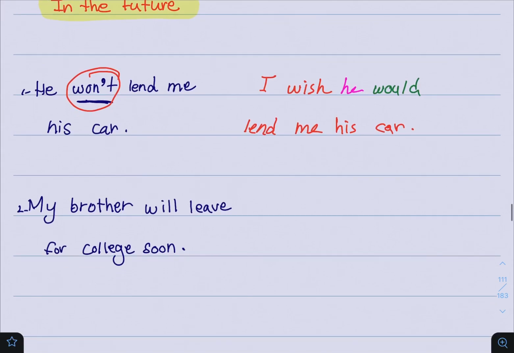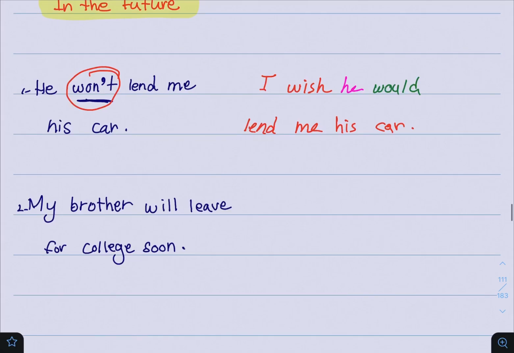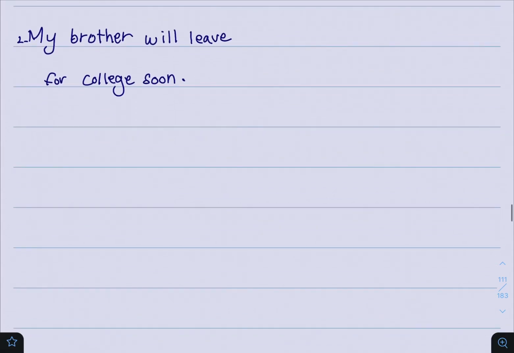فمن المعنى واضح أنه he won't lend me his car. I wish he would lend me his car. طبعا this is, you are talking about something that you want to happen now or you want to happen in the future actually, but you probably know that it won't happen. So he won't probably lend you his car.